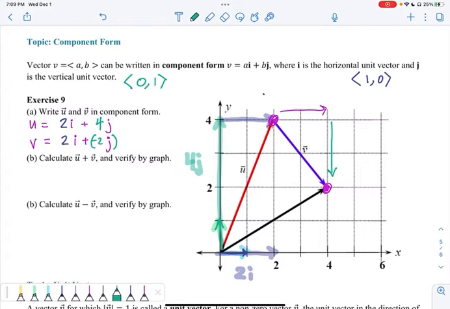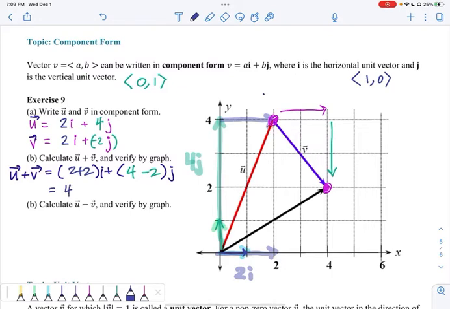So now if I want to calculate u plus v and verify it by the graph, we're back to what we were practicing before. I can still use this component form if I want to do it. Here this is using the arrows, and we can use the arrows or not, it's the same thing. So u plus v is really just saying add those horizontal components and add the vertical components together, which is what we were just doing. The horizontal components are 2 plus 2, and the vertical components are 4 minus 2. So what do I get for this vector? It is 4i plus 2j.